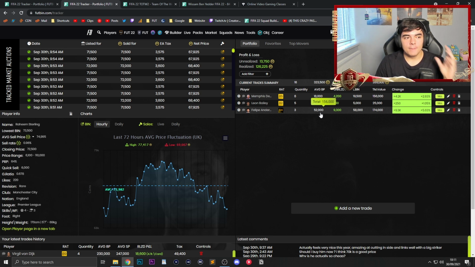Now we can see here, I bought for 52,000 coins each, a total of 150K of all of those three. And currently I'm making 3K profit per card if I was to sell right now. So I think what I'm going to be doing is keeping it here for a little bit longer.